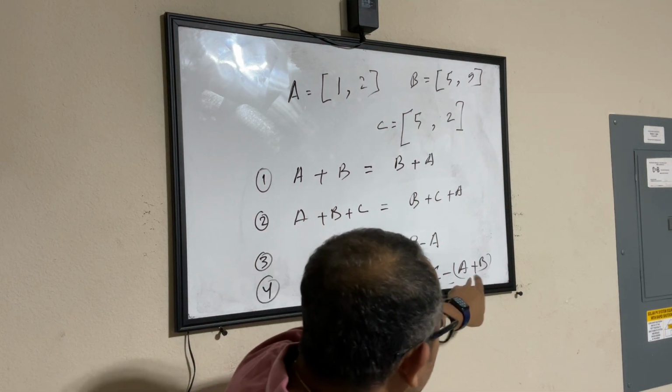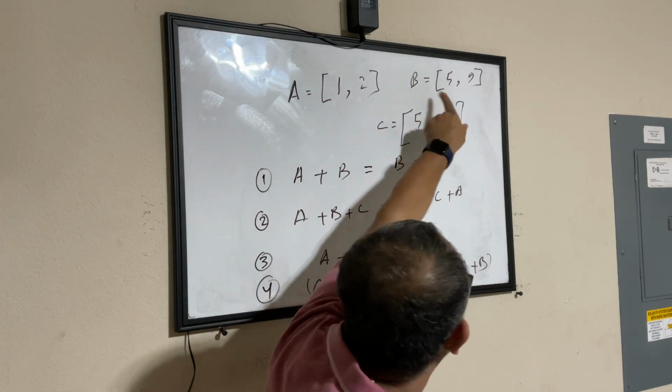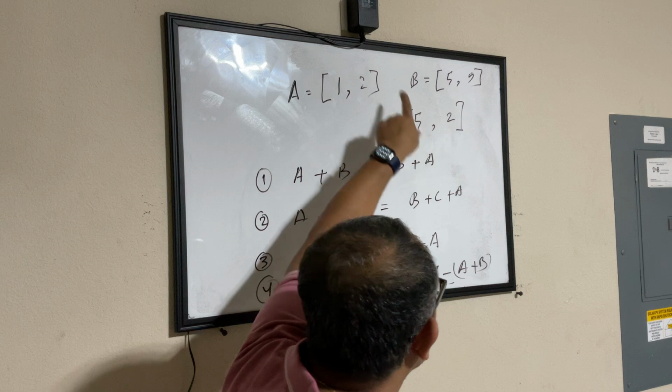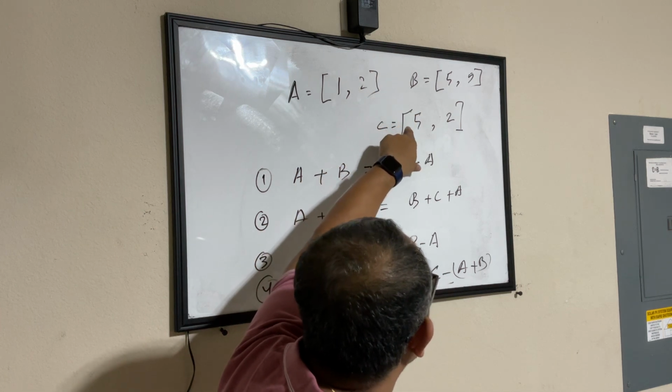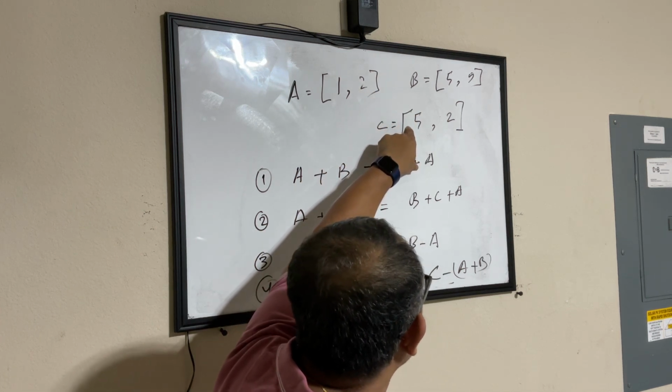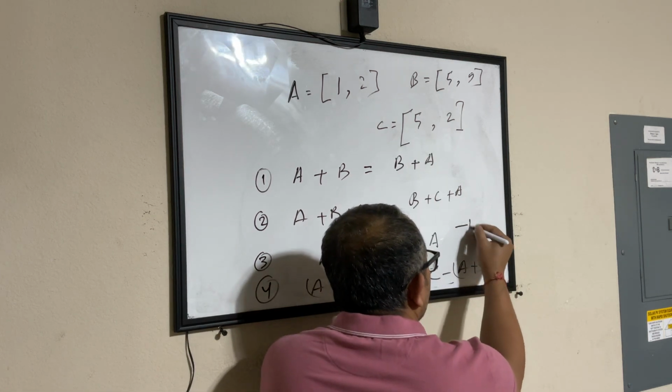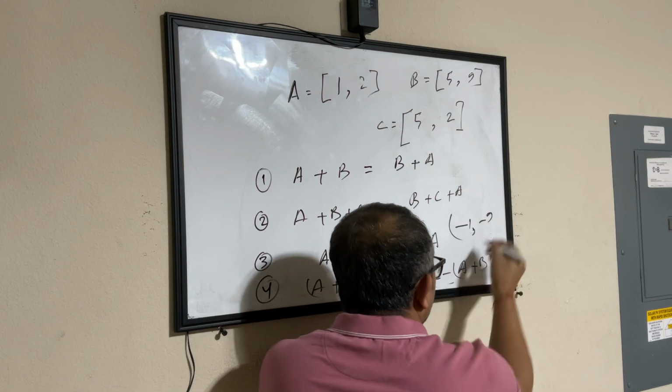So first I have to get A plus B. A plus B is 6 and 11 and this is 5 and 2. C minus A plus B: 5 minus 6 gives me minus 1 and 2 minus 11 gives me minus 9. So minus 1 and minus 9 I got by doing this.